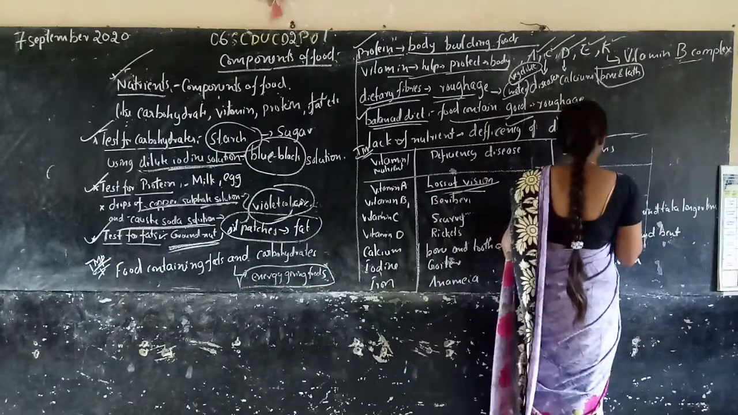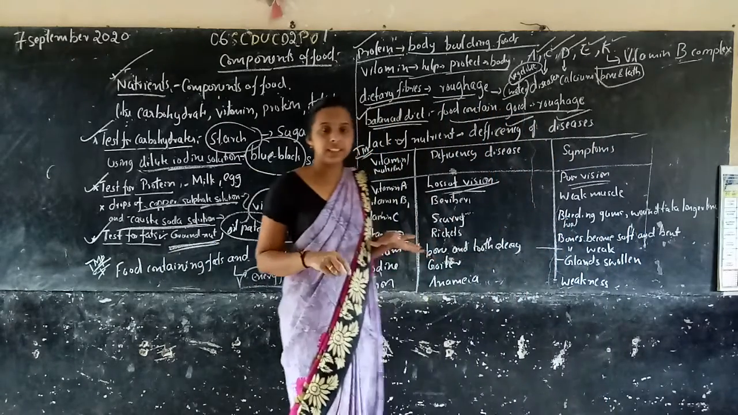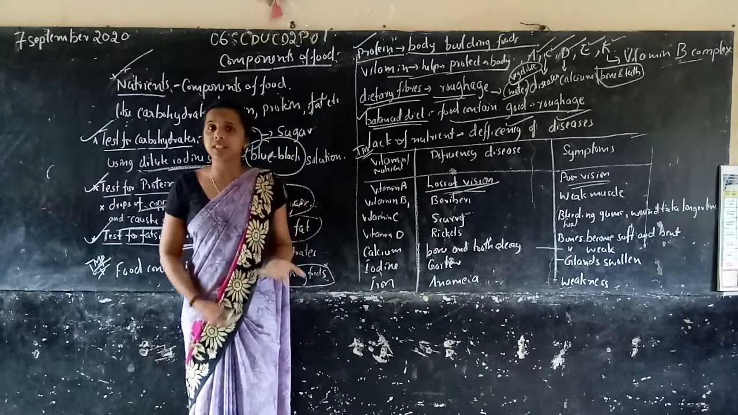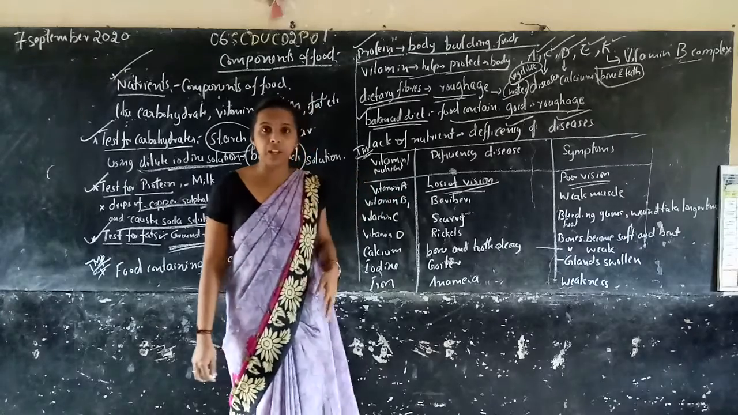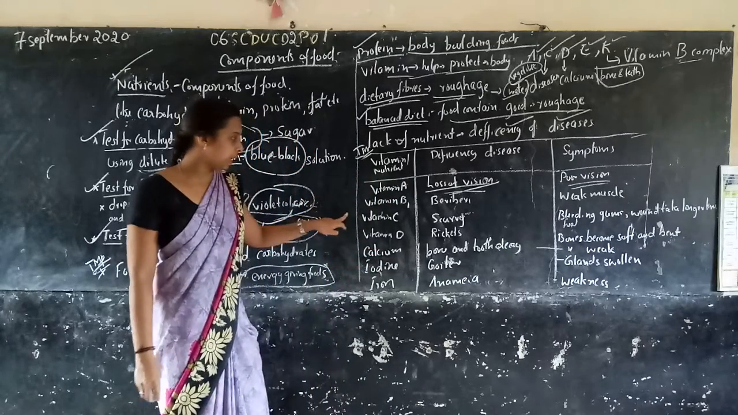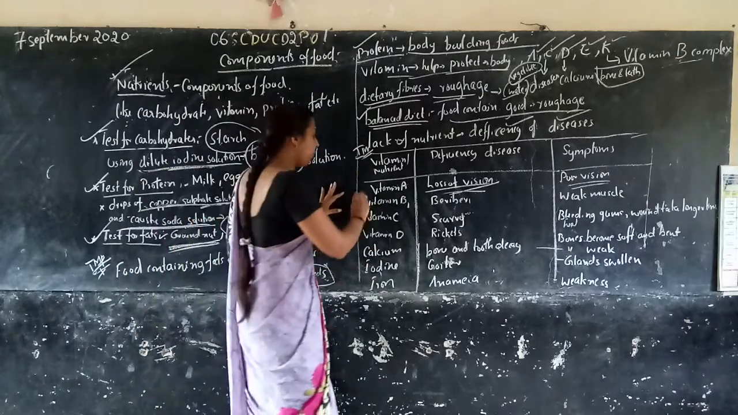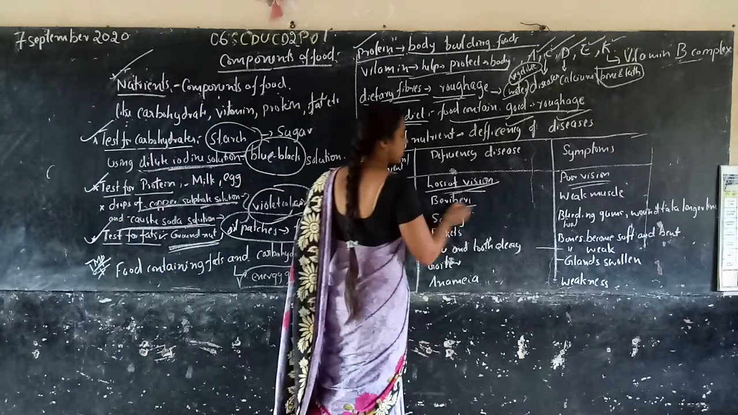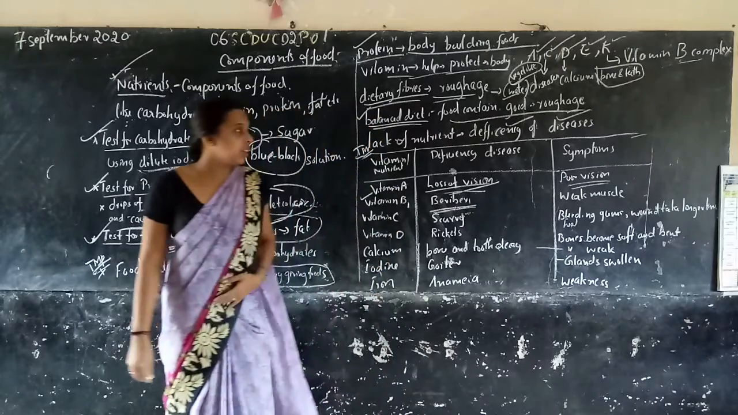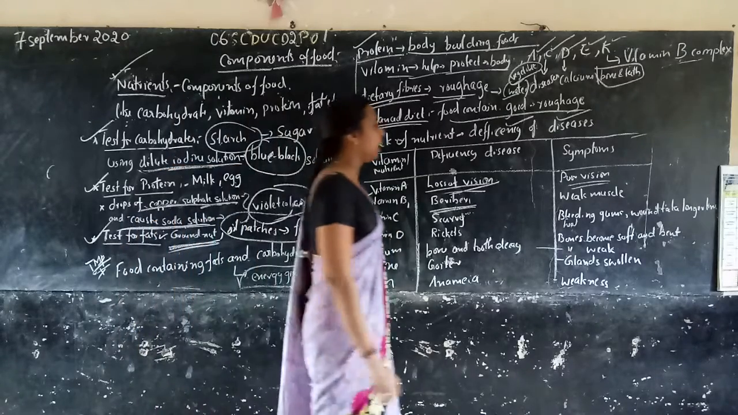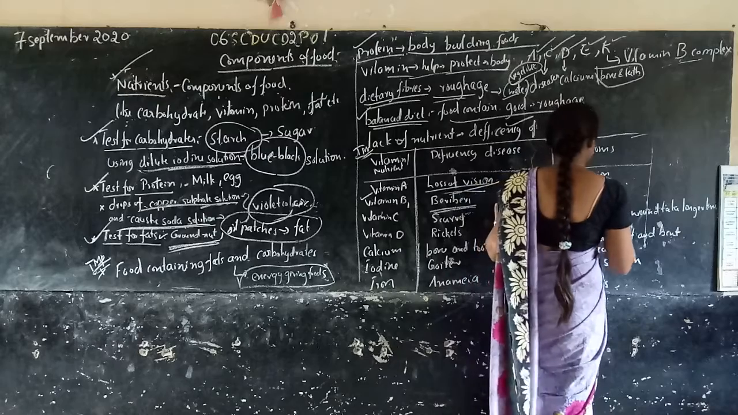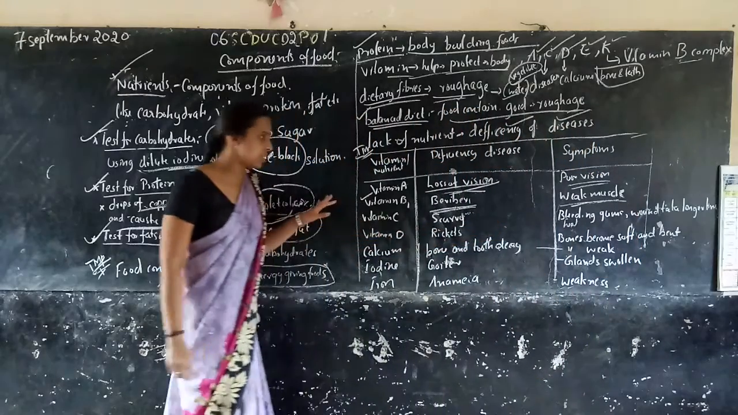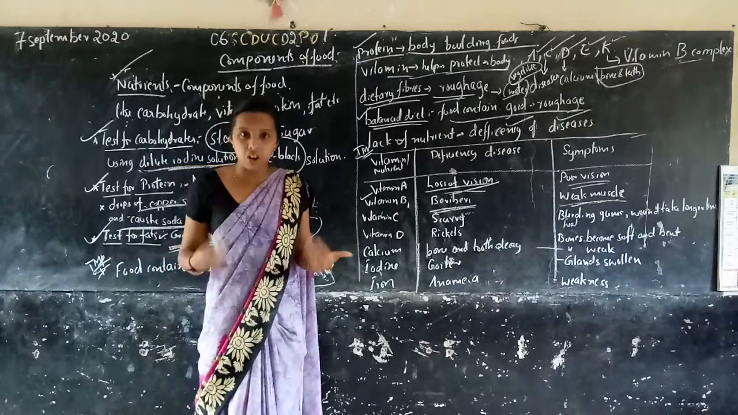What are the symptoms? There is poor vision, blindness. We can't see anything properly, not even small substances. So there is a loss of vision. What happens with vitamin B1? If there is a lack of vitamin B1, there will be beriberi. The deficiency name is beriberi. The symptom may be weak muscles. The muscle strength will be lost.